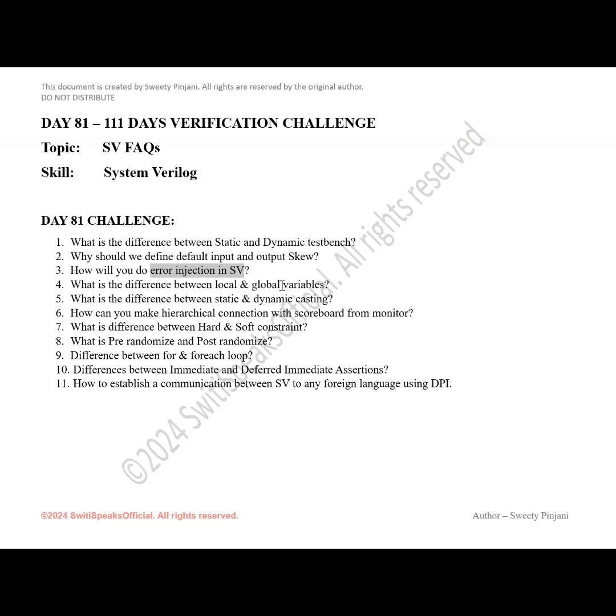There are a lot of variables in System Verilog. These variables can either be local or global. This is the scope of a variable. You can either have the scope as local or you can have the scope as global. What is the difference between these two?